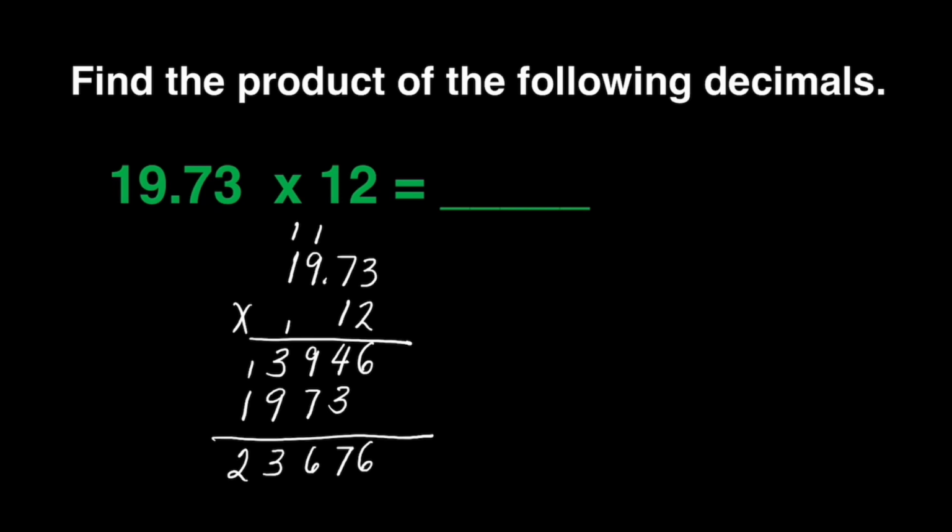Since we have 2 decimal places in our given, that's 1 and 2, it has to be reflected also in our answer, that's 1 and 2. Our final answer is 236 and 76 hundredths. And that's it.